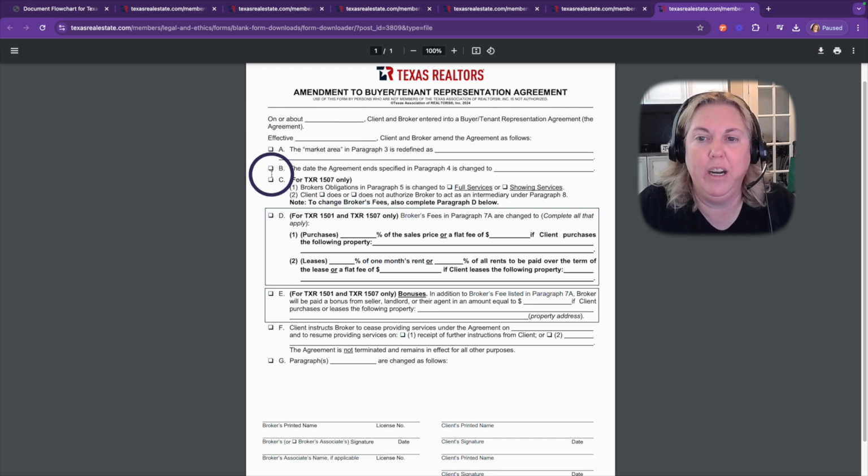You'll either change your market area or the date the agreement ends. So if you used the short form buyer representation agreement, you can use C here to change to full services, or to choose if client does or does not authorize broker to act as an intermediary. And then if you change broker fees, you also must complete D here. So it's going to be the same as what's on the buyer rep agreement. You'll put the percent of your sales price or your flat fee, and then you'll put the property address as well. Same goes for leases. You'll put the percent of 1 month's rent or the percent of all rents or a flat fee, and you will put the property address.